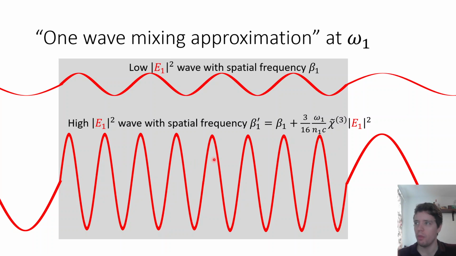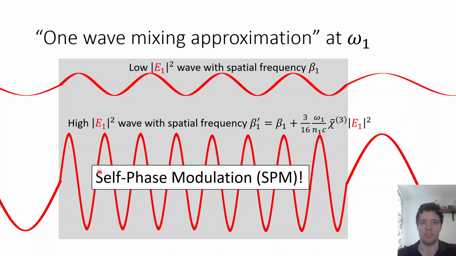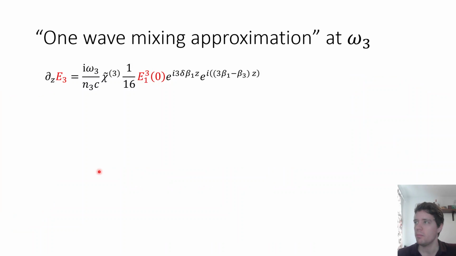Now, the exact amount by which it changes in this diagram here is very, very exaggerated, but it's just to give you an intuitive picture of what happens as you increase the power. It's going to increase the refractive index, which then changes the spatial frequency. And this is the effect known as self-phase modulation.